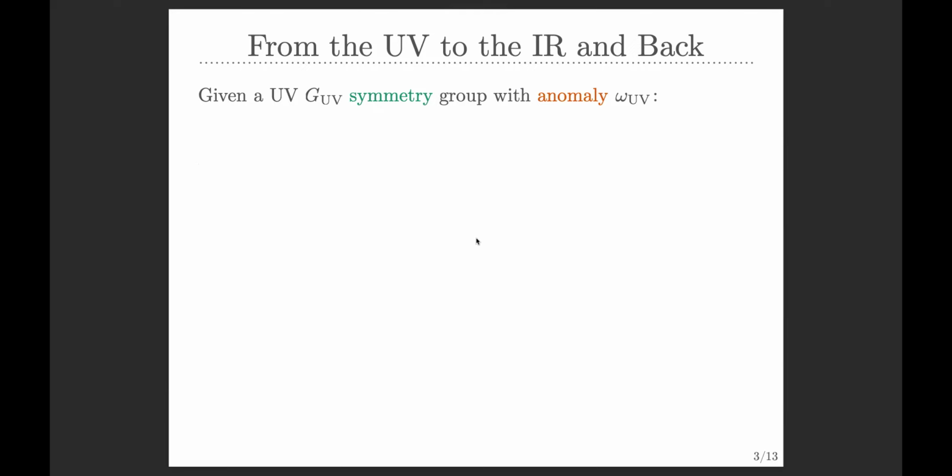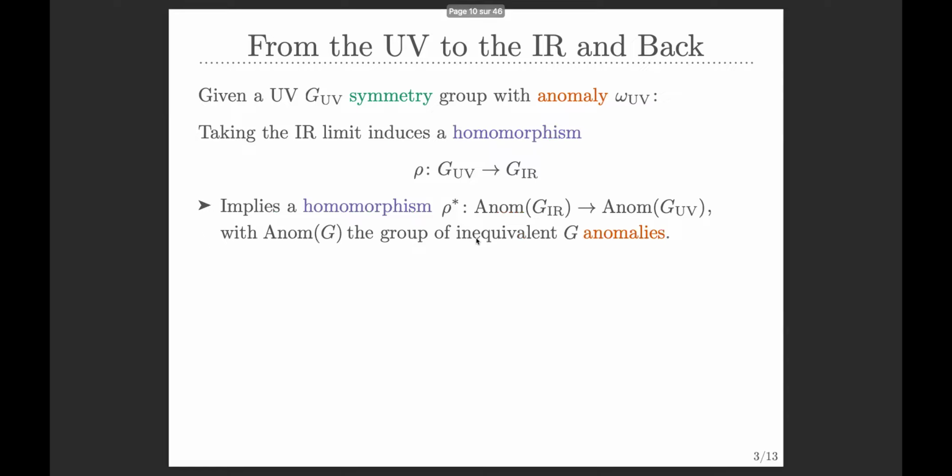So suppose I have some UV symmetry and it's described by the group G_UV. And suppose there's some anomaly omega_UV. And if you want this anomaly to just be some group cohomology class, you know. So if I start with this UV system and I take the IR limit, it's going to induce some homomorphism rho that relates the UV symmetry group to the IR symmetry group. And this homomorphism implies a relation between the anomalies of the UV and the anomalies of the IR. Namely, the homomorphism induces another homomorphism, which tells you how the anomaly in the IR relates to the anomaly in the UV. Okay?